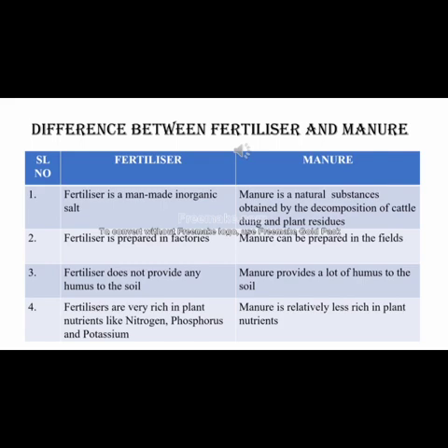Coming to the last point, fertilizers are very rich in plant nutrients like nitrogen, phosphorus, and potassium. These three components are very much essential for a plant to grow. Whereas manure is relatively less rich in plant nutrients. Fine, so this is the major difference between a fertilizer and a manure.